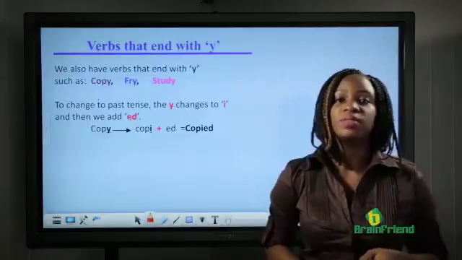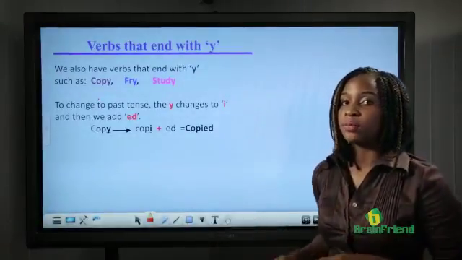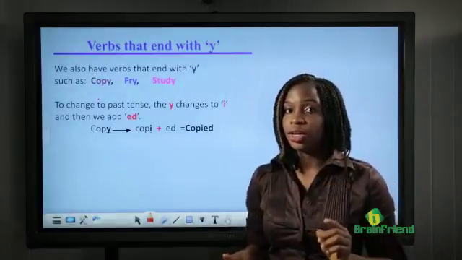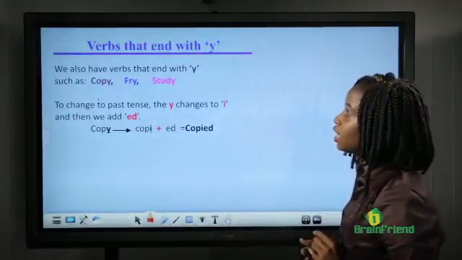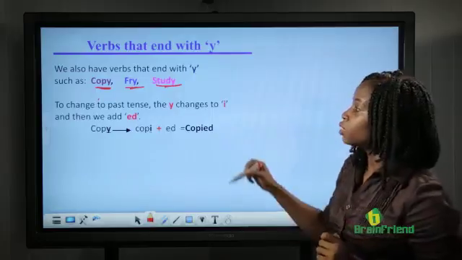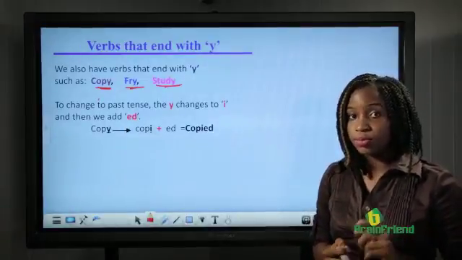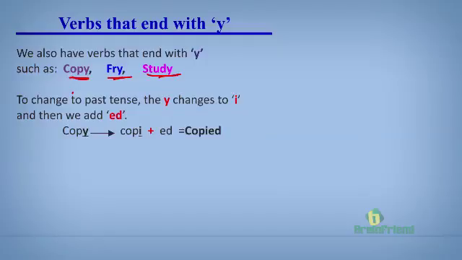Now, apart from verbs that end with e, we also have verbs that end with y. Now it's going to get tricky, but if you follow me, you'll understand. We have verbs that end with the letter y, such as copy, fry, and study. Now, to put such verbs in the past tense, what do we do? Listen carefully. We replace the letter y in the verb with i, and then we add ed.